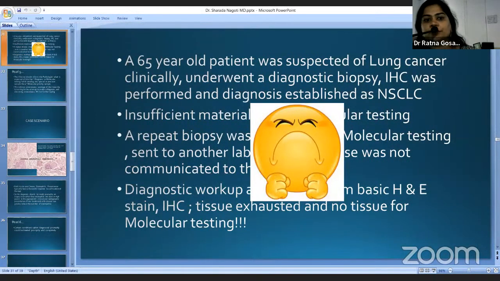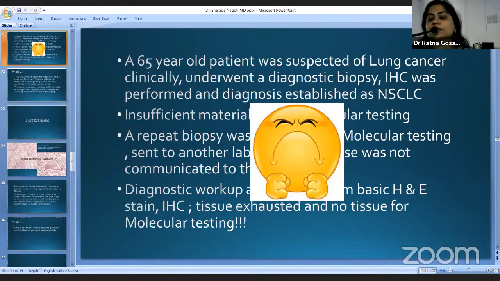So a 65-year-old male, suspected of lung cancer clinically, underwent a diagnostic biopsy. Immunohistochemistry was performed. The diagnosis was established as non-small cell lung carcinoma favoring adenocarcinoma. Now there is no material left for molecular testing. As you all know, if it is signed out as non-small cell carcinoma favoring adenocarcinoma, the patient should undergo further testing by molecular studies. So in this case, there was no material left for molecular testing.